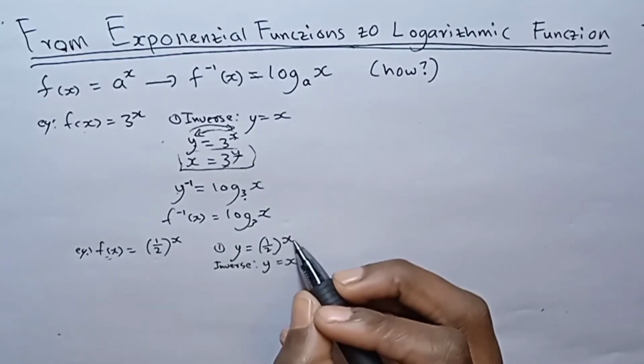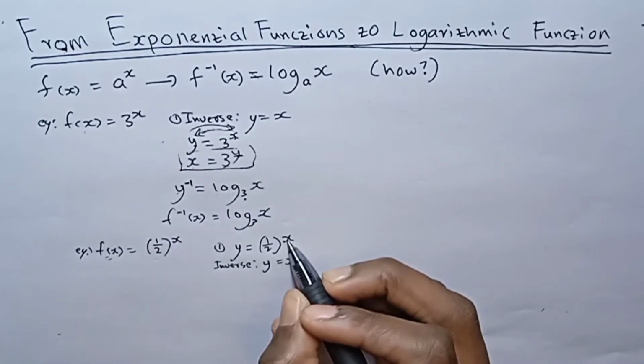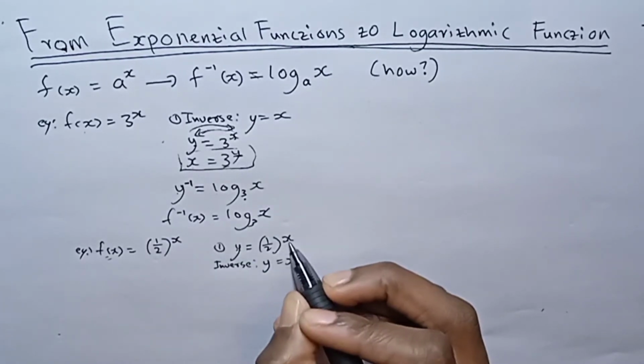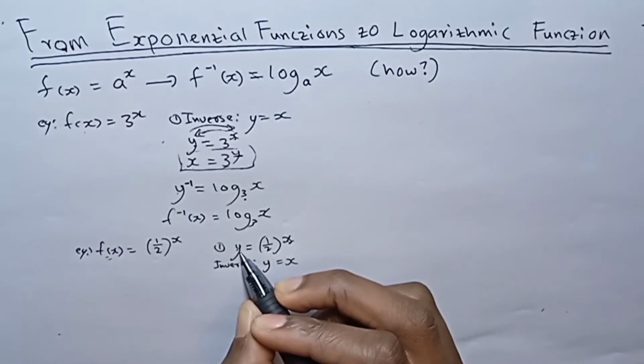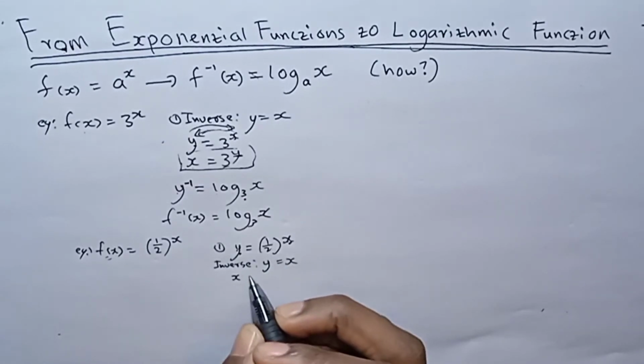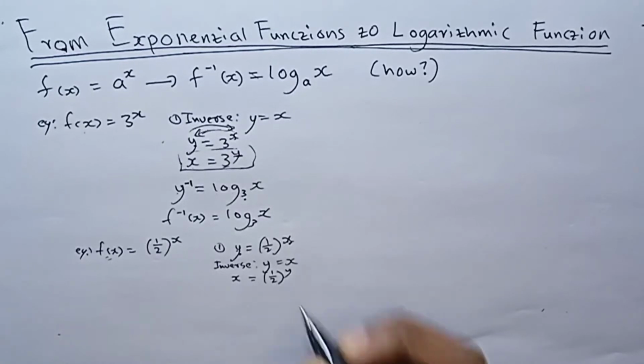Then I'm going to do what? If I'm doing that, what am I going to do? I'm going to swap x and y. Where I see x, I'm going to substitute by y, and where I see y, I'm going to substitute by x. Then I'm going to say x is equal to half to the exponent y.